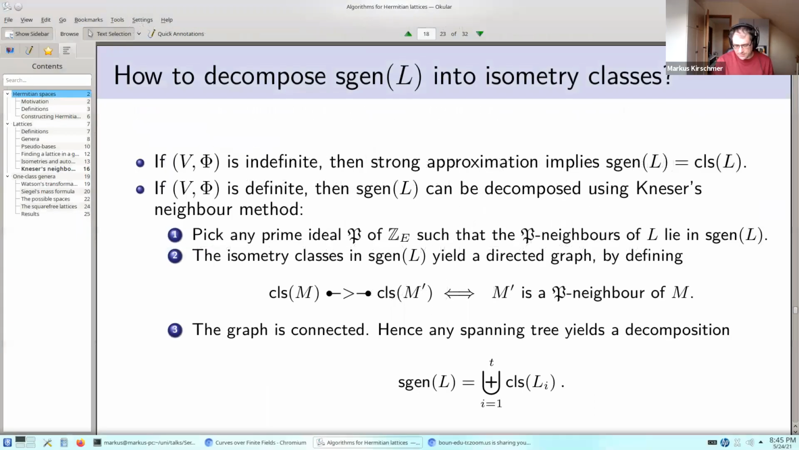Now, one last remark. On this motivational slide, I had R lattices where R is an order. It's the endomorphism ring of your elliptic curve. This might not be the maximal order. And if it's not the maximal order, then the result becomes a little bit more tricky.